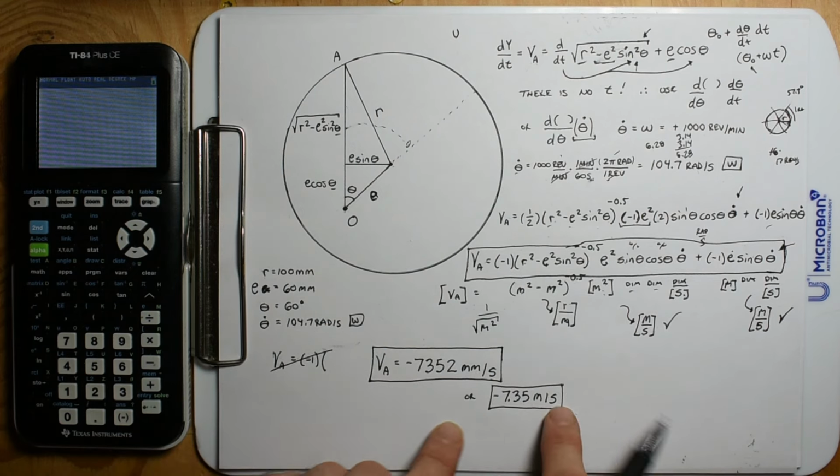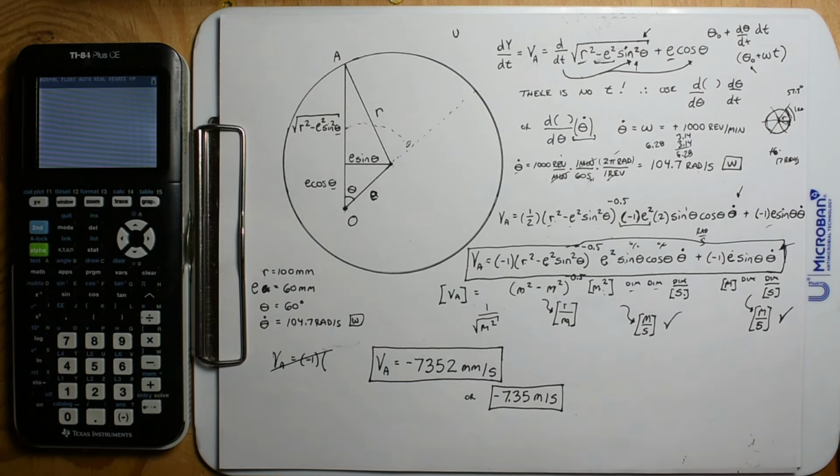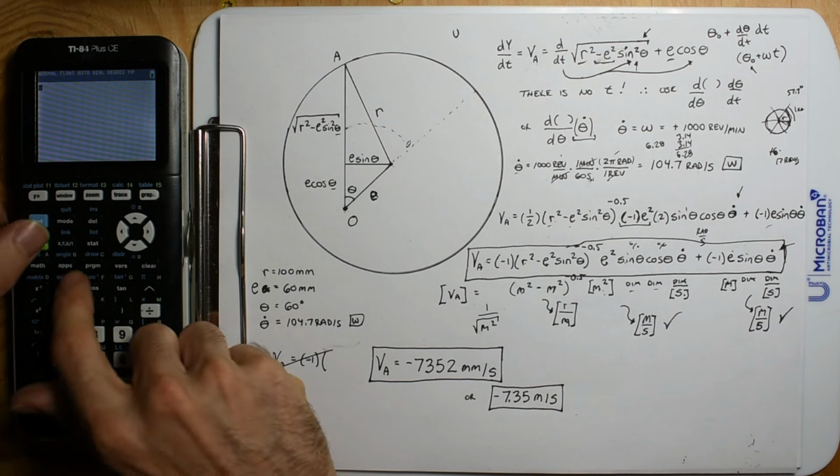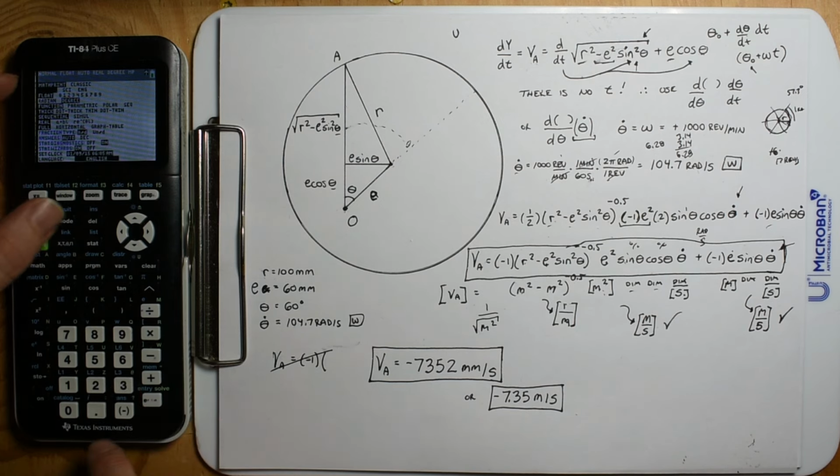Divide by 1,000 to get this, and this is the answer in the back of the book. Alright, hell yeah. So without further ado, I'm going to show you that in my calculator. Eccentricity is 60 millimeters. R is 100 millimeters. Theta is 60 degrees. Mode, we're in degrees.